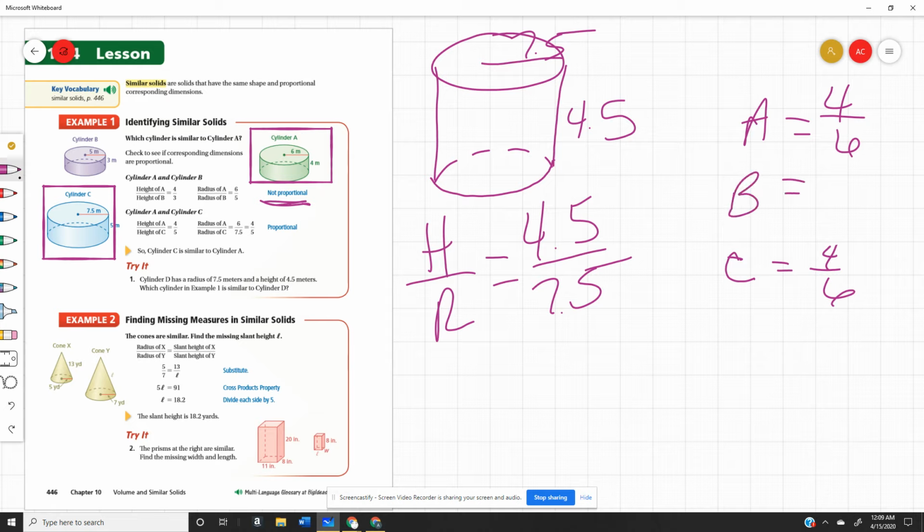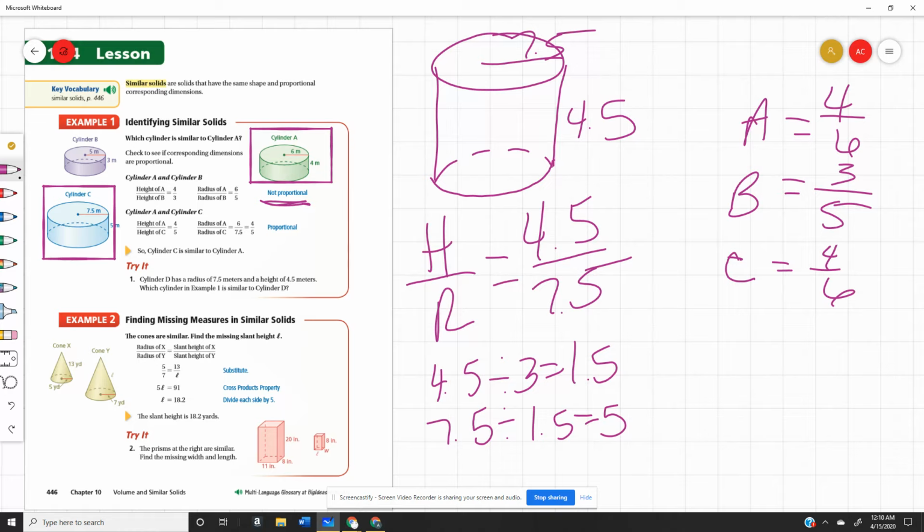B, which was 3 over 5. Right? I'm going to do 4.5 divided by 3 is 1.5. What did I do? 4.5 divided by 3 equals 1.5. And then if I did 7.5 divided by 1.5, I get 5. And 4.5 divided by 1.5.